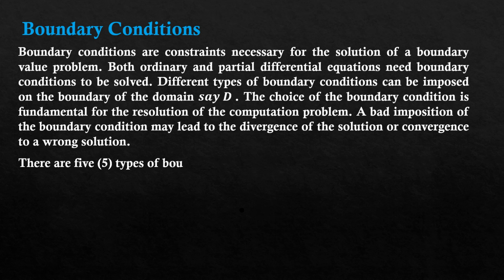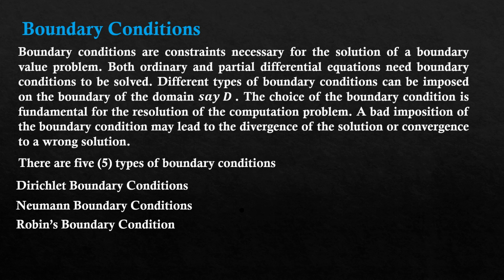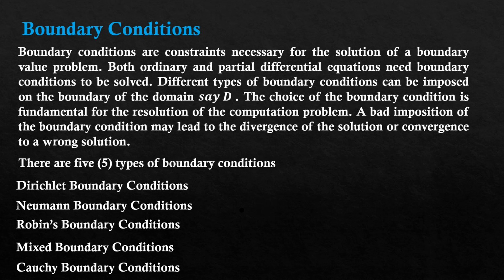There are five types of boundary conditions. First is Dirichlet boundary conditions. Second is Neumann boundary conditions. Third, Robin's boundary conditions. Fourth, mixed boundary conditions. And fifth, Cauchy boundary conditions. Now we study each of these conditions in detail.